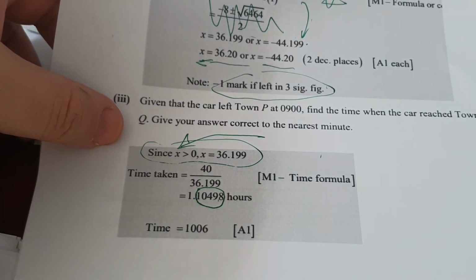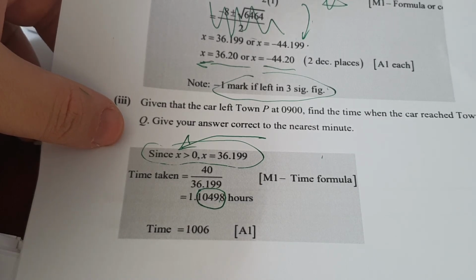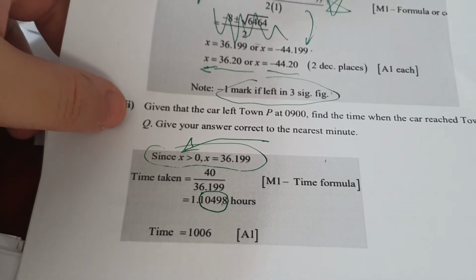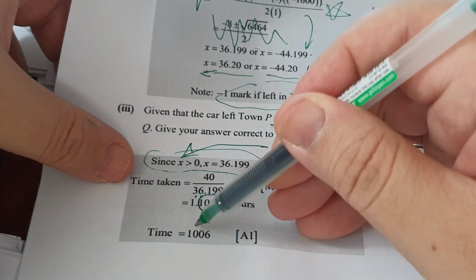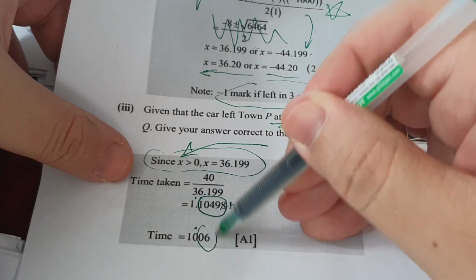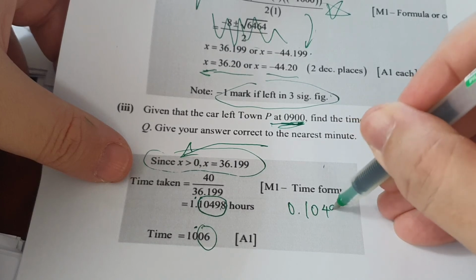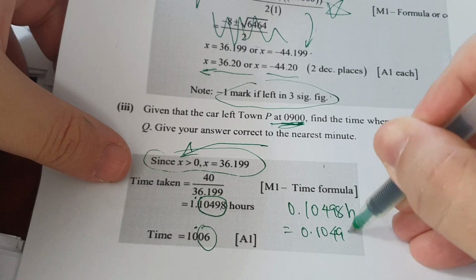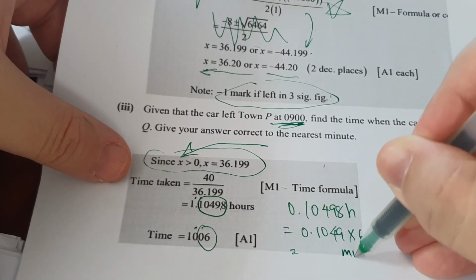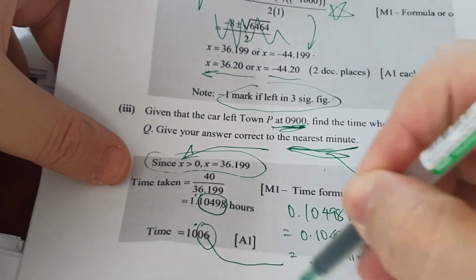You see, there, 9 o'clock, sorry, 9 o'clock. So 1 hour later is 10 plus, right? How do I know it's 006? So you take 0.10498, that was in terms of hours, right? You times 60, that will give you minutes. Then you round off to the nearest whole number. That's what they mean by the nearest minute. Everybody follow? That's all.